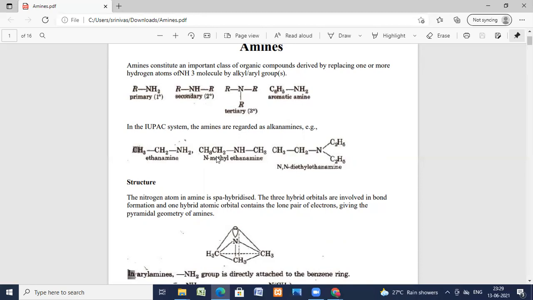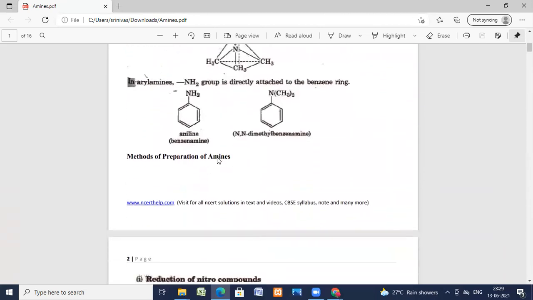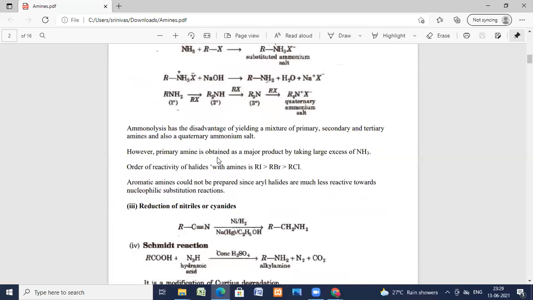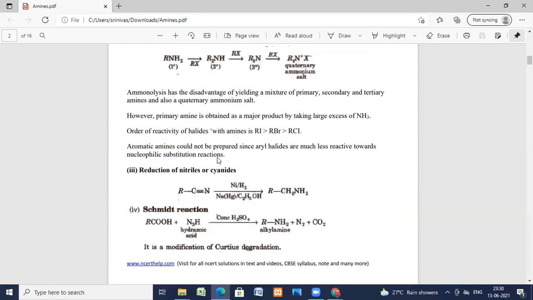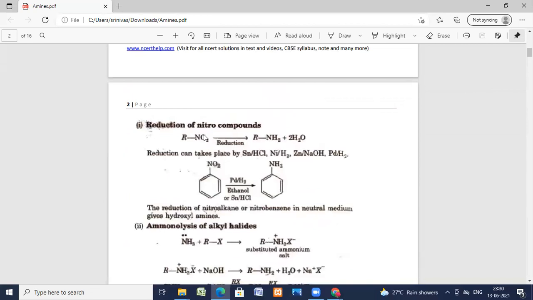Now we'll see the preparation of amines, which I have already explained. Coming to the preparations, the first preparation is the reduction of nitro compounds. Palladium and hydrogen, tin and chloride, nickel and hydrogen, or zinc and NaOH can all be used for the reduction process. So the reduction of nitro compounds forms amines.